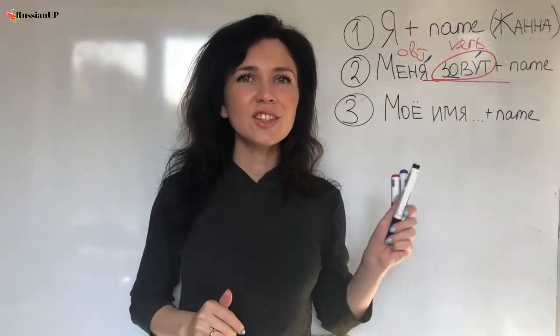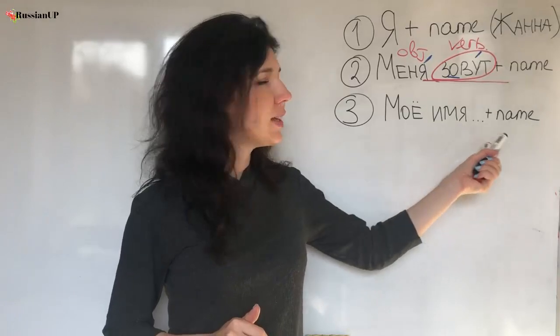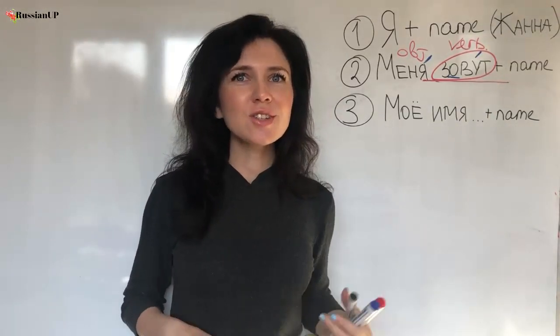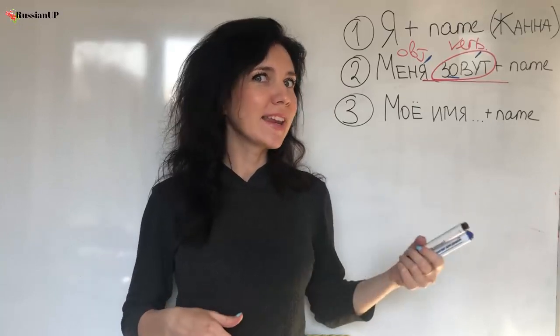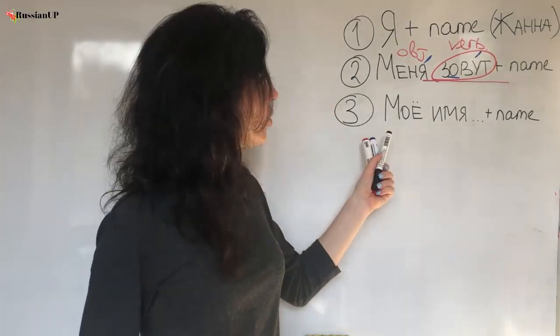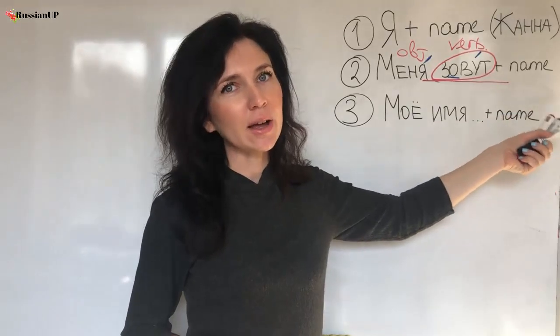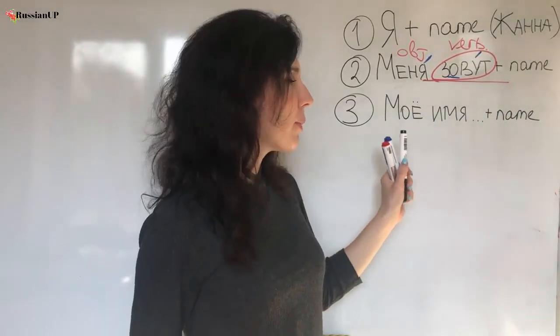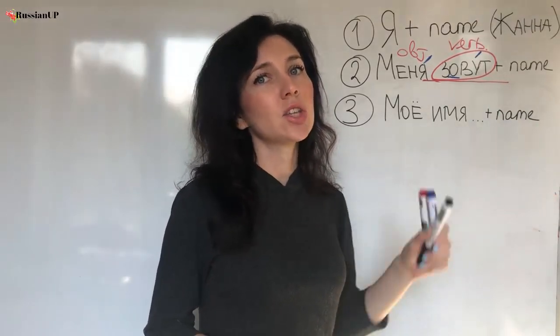And the third option, мое имя plus your name. The closest translation is to the English option. My name is. Мое имя Жанна. But we don't have any verb in Russian. We just say мое имя plus your name.